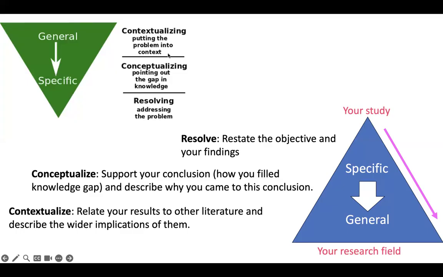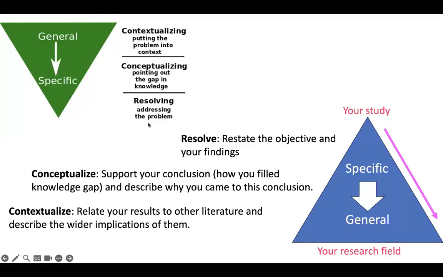And then lastly, we contextualize. So this is where we relate our results to other literature. Say, was our results similar to other studies that asked a similar question? Were they different? Why were they? And then you also talk about the broad implications at this point. So what does this mean for society? And also how does this advance the field of science?